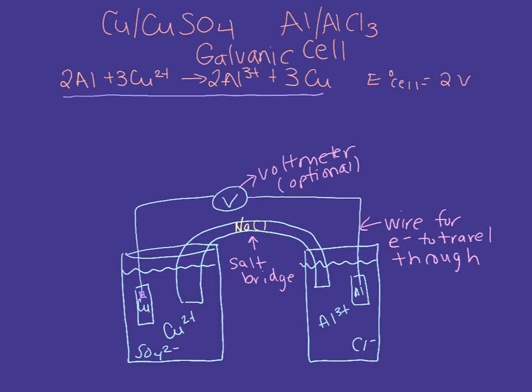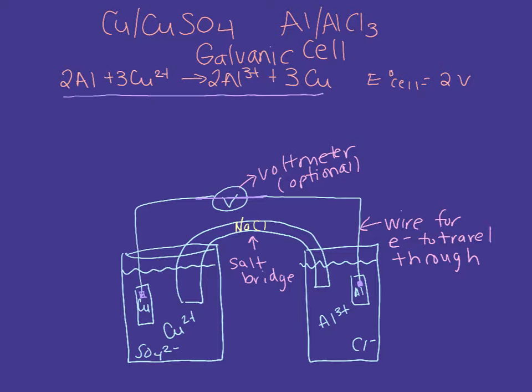Oftentimes you'll see this, it'll say voltmeter, and this is optional. This just reads the voltage. Otherwise, the wire would just keep going through. Either way is acceptable. And that's going to connect over to here. And again, there's going to be a little clip, and you're going to be connected to a piece of aluminum metal. And that's in a solution of aluminum 3+ and chloride. So this aluminum and the sulfate, they're both spectators, so we don't really worry about them. They're just hanging out in the solution.